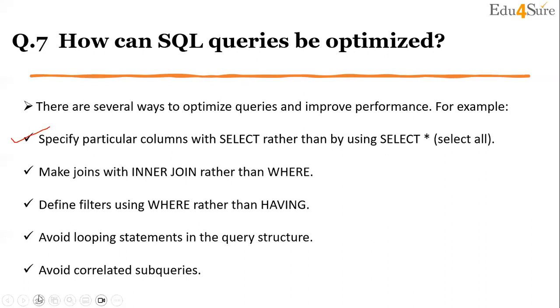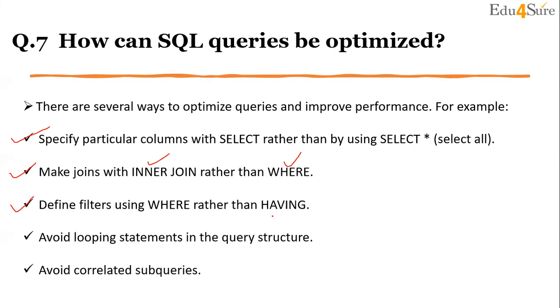What is another one? Make joins with inner join rather than where. We use join to combine 2 tables, and we can give some condition also. We can filter the result also. Similarly, we use the where clause to give a condition. As per the rule, inner join takes less time to reply, and where takes more time. So make joins with inner join rather than where. This is the meaning.